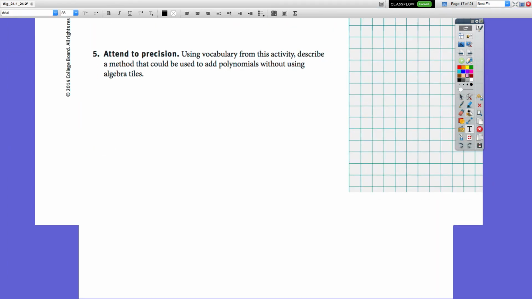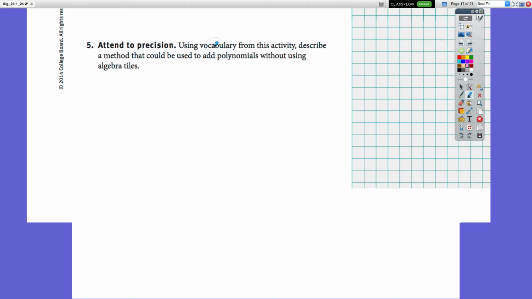At the bottom here, use vocabulary. Again, we must become very, very familiar with the terms that we are using today. Use vocabulary from this activity to describe a method that could be used to add polynomials without algebra tiles. Again, take a moment to pause and think about what this would mean.